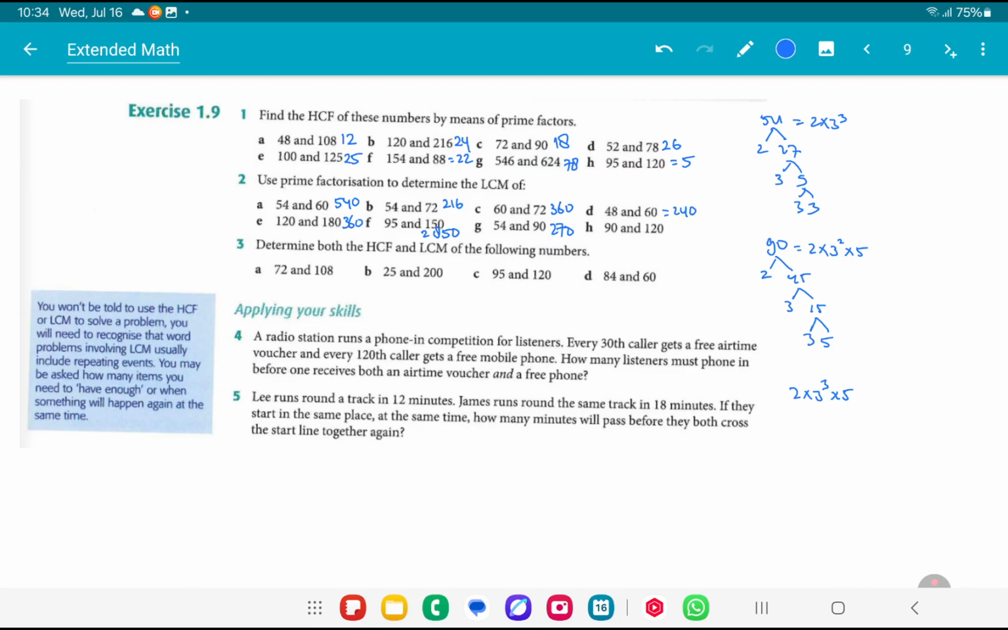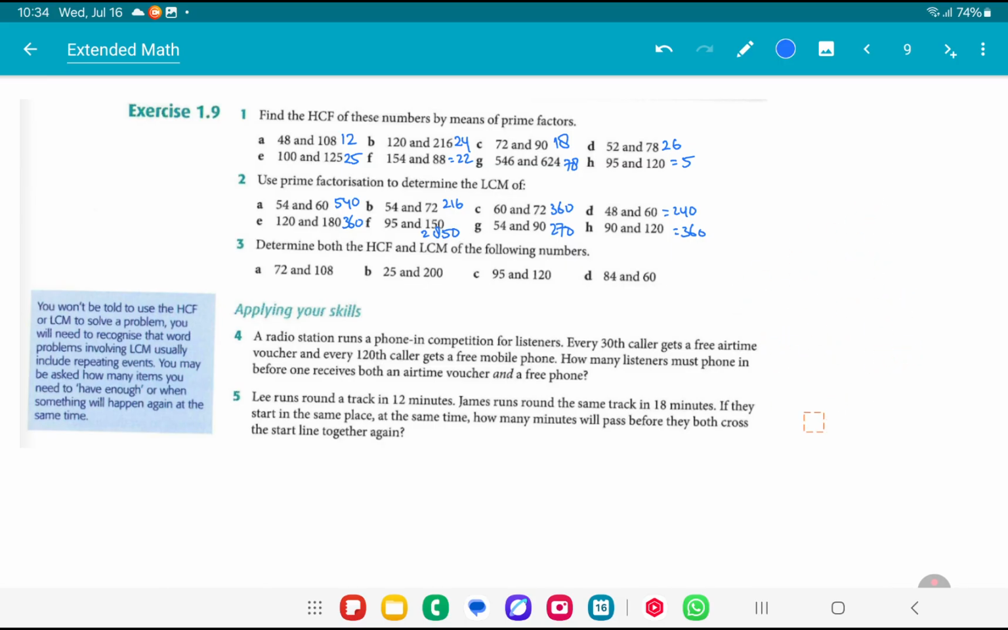270. We continue with 120, divide by 2, 60, 2 and 30, 2 and 15, 3 and 5. So we get 2 cubed times 3 times 5. The LCM for both numbers is 2 cubed, 3 squared, and 5. So we get 8 times 9 times 5, and the answer is 360.